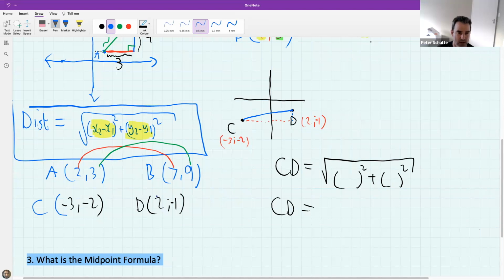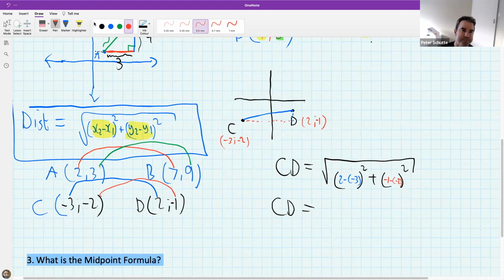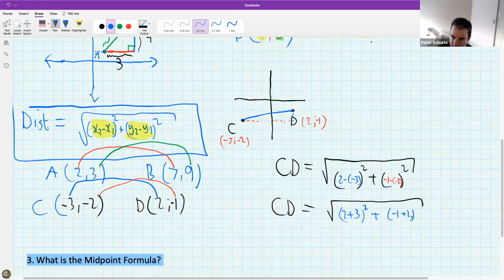So we go 2 minus -3, and then we can say -1 minus -2. So -1. Let me zoom in because it gets a bit small. So then we should have 2 minus -3, which is actually 2 plus 3, so 2 plus 3 squared, plus -1 minus -2, which is -1 plus 2, squared.